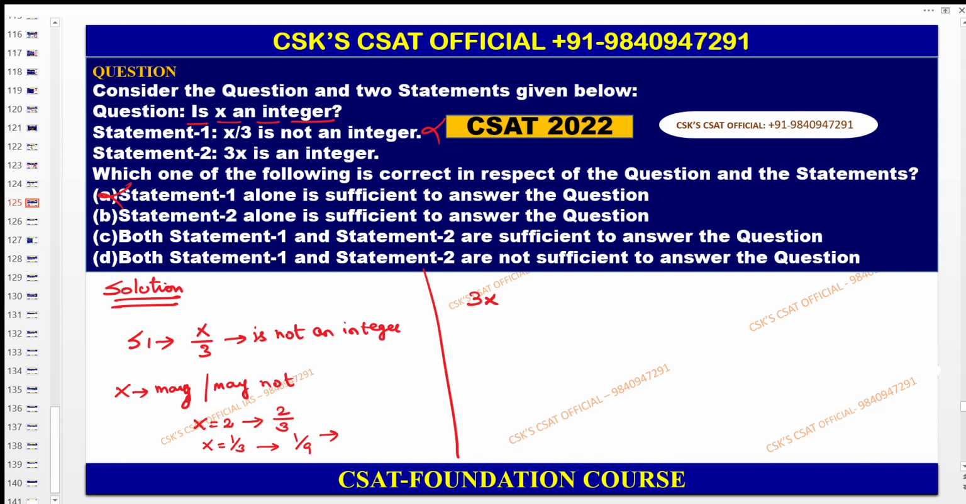Here it says that 3x is an integer. Now here, 3 into 1 by 3, which is nothing but 1, that is also possible, right? 3 into 1, that is also possible. Now you can't say x is an integer, no. So this is also wrong. Even by combining these two also you can't say, right? So therefore D is the correct answer. Both statement number 1 and statement number 2 are not sufficient to answer this question.